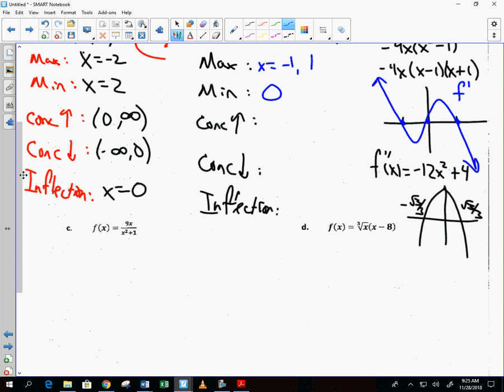So concave up wherever it is above the x-axis, which is going to be from negative root of 3 over 3 to positive root of 3 over 3. Negative infinity to negative root of 3 over 3, union with root of 3 over 3 to infinity. Yeah, concave up is wherever the second derivative is positive. Second derivative is positive wherever the graph is above the x-axis.